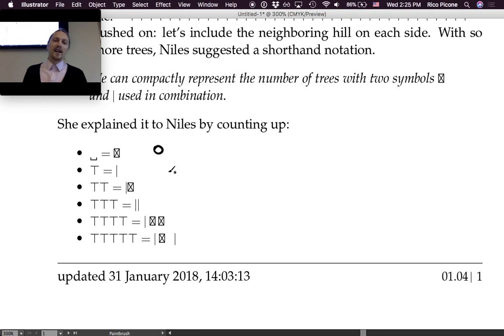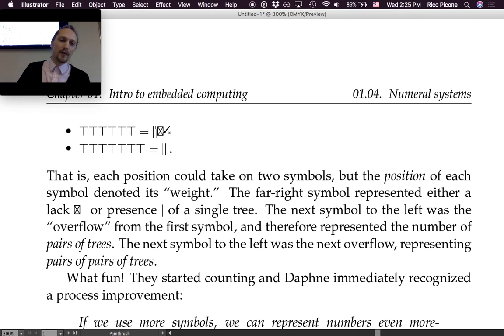So you see that the relative position of the symbols is what's important in this depiction. Although, really, this would be a lot prettier with the O's. Okay, and so on and so forth. And you see that you can get away with drawing fewer symbols if you include this positional notation. Like, for instance, the last one is seven trees and only three symbols required.